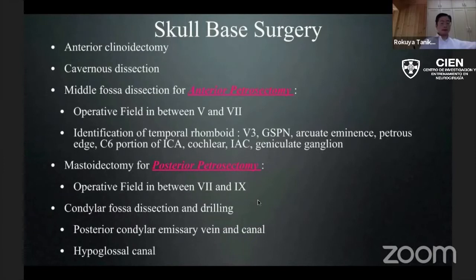And if we go to the posterior fossa with a lateral suboccipital craniotomy or far lateral craniotomy, sometimes we need the condylar fossa anatomy to perform the transcondylar fossa approach. The condylar fossa is a very important place to perform the transcondylar approach. There is a posterior condylar emissary vein and canal, and in the occipital condyle, there is a hypoglossal canal. So understanding the condylar fossa anatomy is very important to approach the posterior fossa.